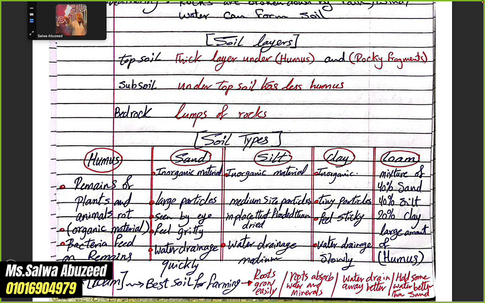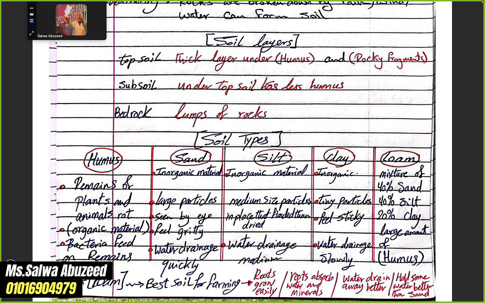What about humus? What's humus? You know when the animals are dead and the plants, so they start to rot? This is the humus, and it's organic material. Organic means there are creatures in it. And the bacteria feed on the remains, which we call in science decomposers, feeding on the remains.